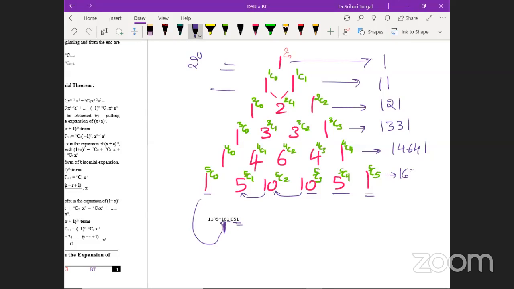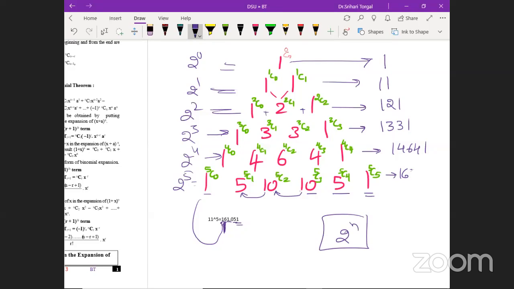2 power 0 is 1. 2 power 1. 2 power 2. If you add all these, you will get 4. 2 power 2. Very nice idea we have here. That is 3 plus 3 is 6 plus 1. 2 power 3 is 8. If you add all these numbers, right? And 2 power 4, 2 power 5. Yeah, that is why the sum of the binomial coefficients is 2 power n.